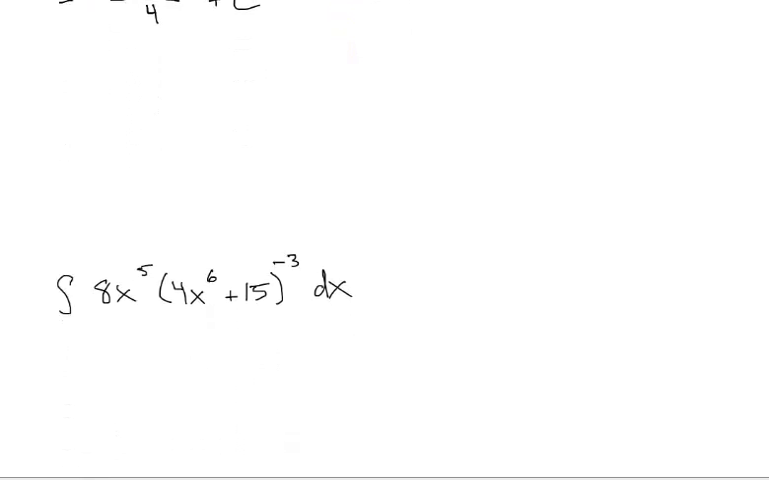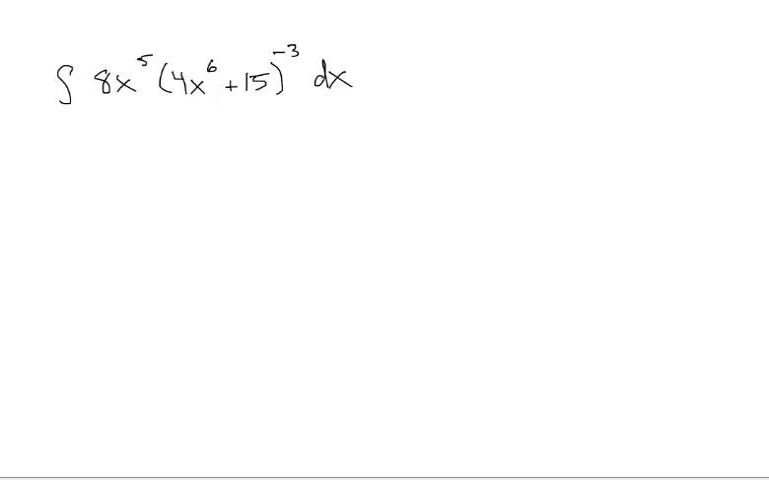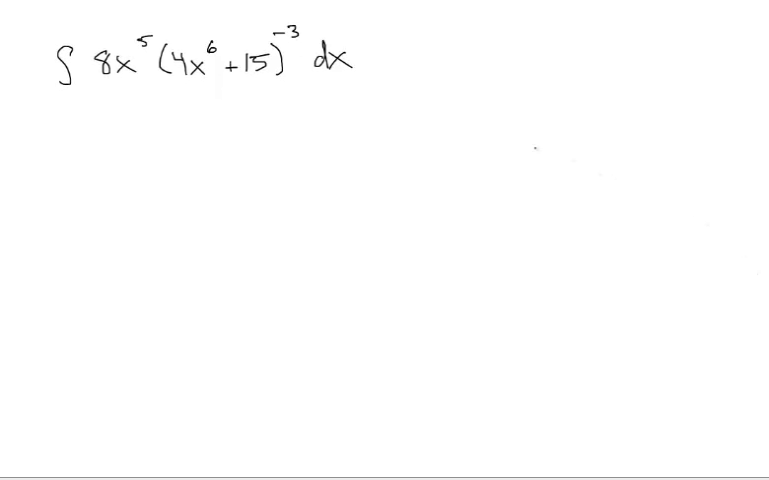In the next example, I have the integral of 8x to the fifth times (4x to the sixth plus 15), all raised to the negative 3. When you have two polynomial pieces, usually u is the one with the higher exponent, because when you take the derivative, you get down to the lower exponent. So here, our u is going to be equal to 4x to the sixth plus 15.